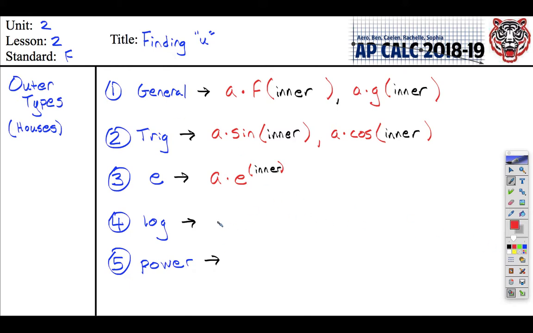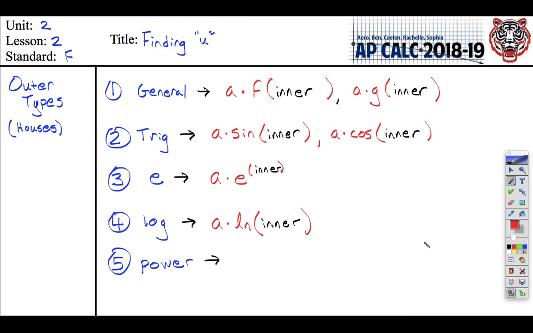Okay, let's talk about log house. Building a log cabin here. So I have a. I always do an a because you might have a number out front and that doesn't affect what house you're in. A times something like natural log of the inner. Side note, in AP Calculus AB, you'll only have natural logarithms as far as I can tell in terms of having to calculate them. Once you hit BC, then you need to know logarithms. And that comes with change of base form, which Rochelle has just been reviewing in pre-calculus.